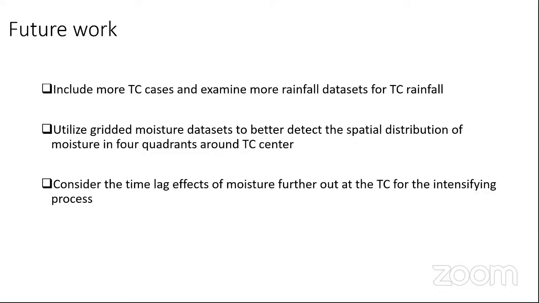For my future work, I plan to include more TC cases and examine more rainfall datasets for the TC rainfall. And I plan to utilize gridded moisture datasets to better detect the spatial distribution of the moisture in four quadrants around the TC center. Also, I would like to consider the time lag effects of the moisture further out from the TC for the intensifying process. So that's all. Thank you.